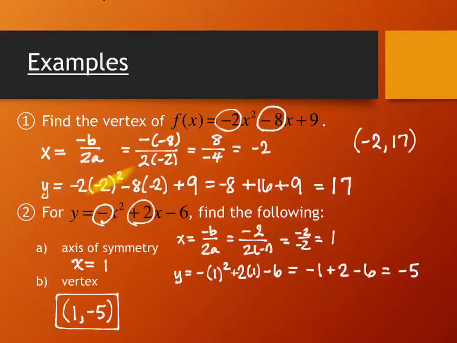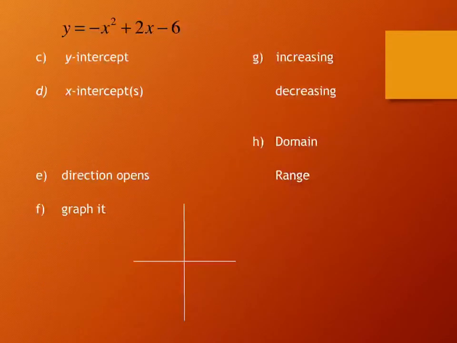Let's identify a few other features for this graph as well. The x-intercept and the y-intercept, in the other order than I just said them. We're going to identify its direction. We're going to graph it. We're going to identify where it's increasing and decreasing, and then do the domain and range. We're going to do all the pieces. So some of these things we saw in chapter 1, or chapter 2 that we just finished as well.